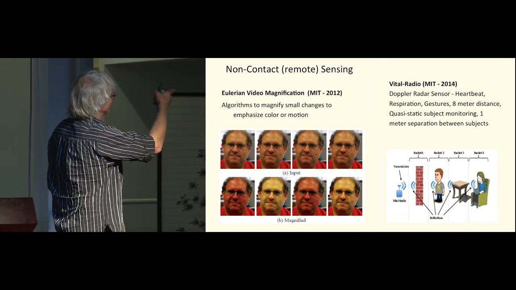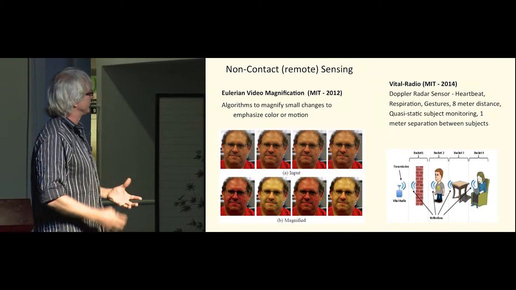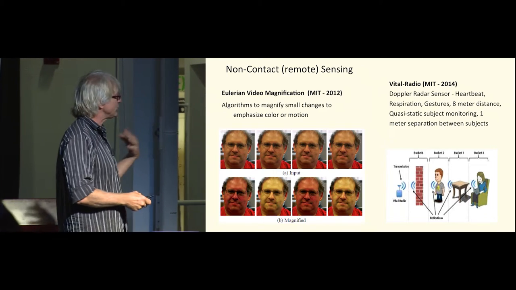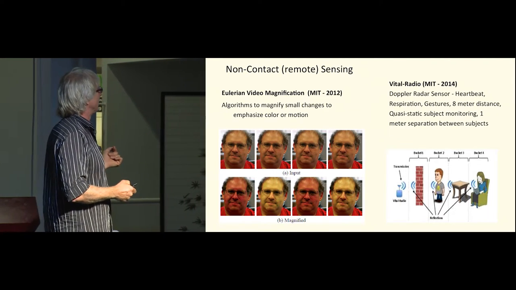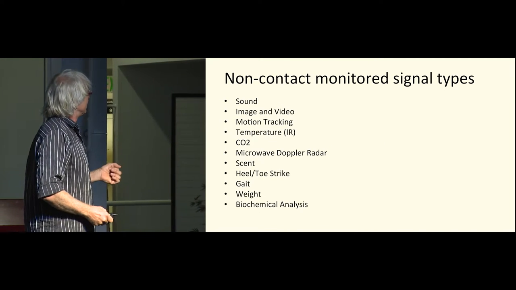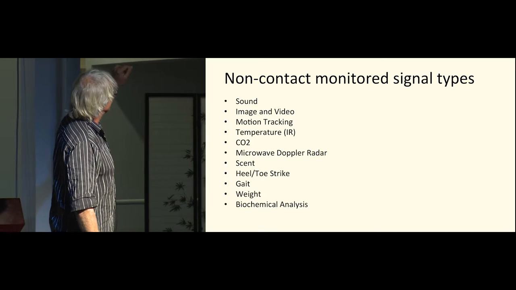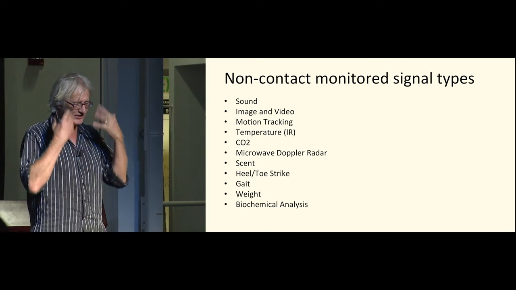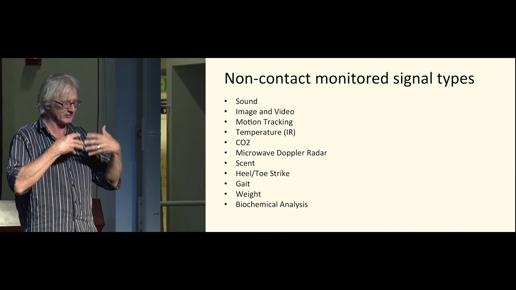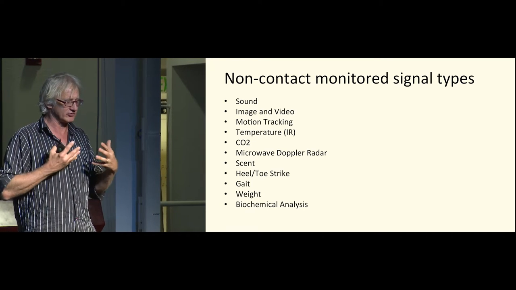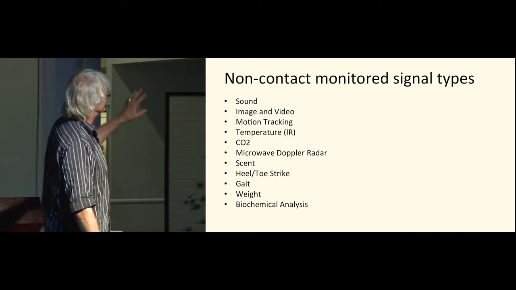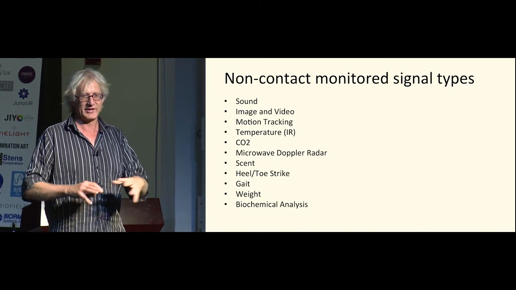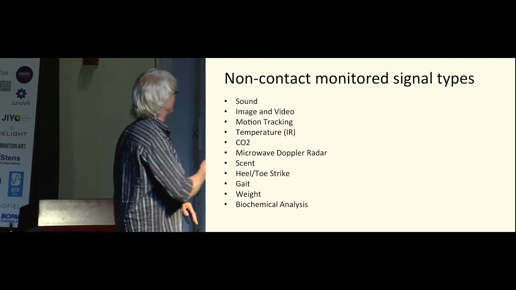And then there's this thing called Vital-Radio, which is just a couple years old. It can be set up inside of a house and uses microwave Doppler radar to establish kind of standing fields in the room, and you can look at respiration and also electrocardiograph data that way. And so these are other kinds of non-contact monitor signal types. You have motion tracking, image and video. Nicole touched on this idea of facial recognition, which would be a video processing of what someone's face looks like and then mapping that to emotional states. Doppler radar, scent, heel-toe strike, all these things are kinds of physiological data that you can collect off someone without touching them at all. It's completely hands off.